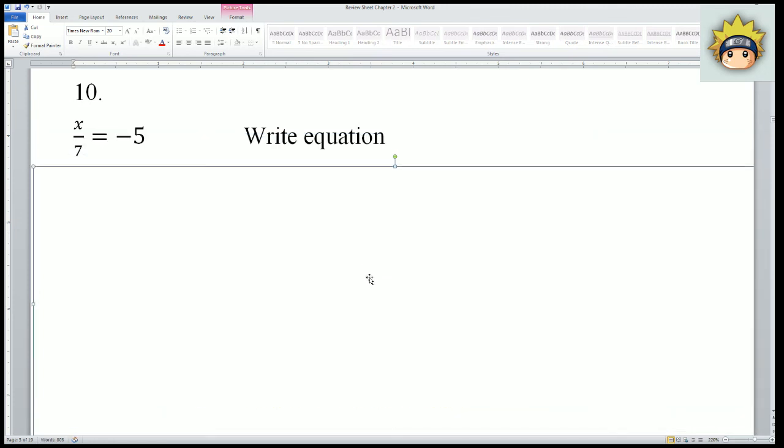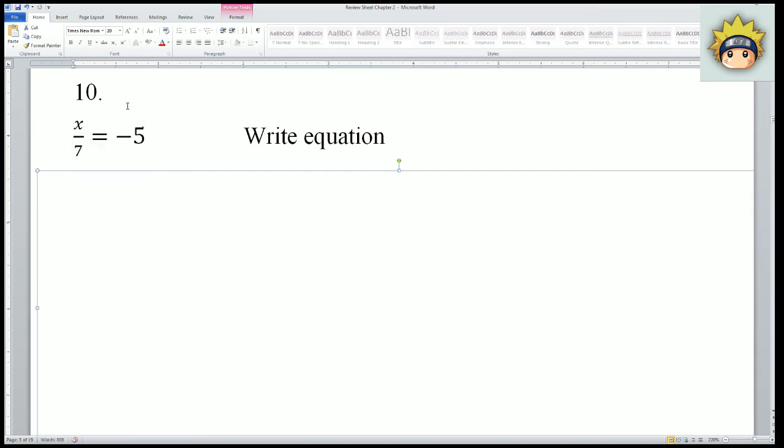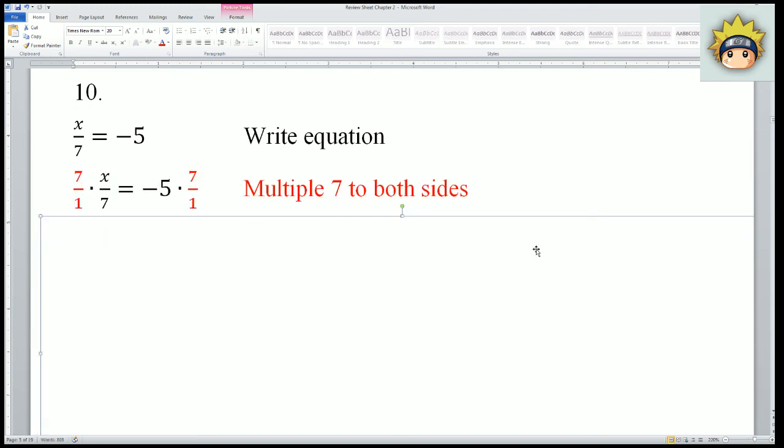Here we have 10. We have x over 7 is equal to negative 5. Another way I could read it is x divided by 7 equals negative 5. X is not alone, right? There is a divide by 7 here. To get rid of it, you do the inverse. The inverse of divide by 7 is multiply by 7. I multiply 7 to both sides.